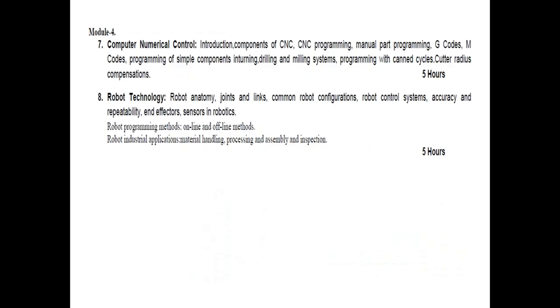So this part comes in module 4, that is computer numerical control, and we will try to cover introduction, components of CNC machines, CNC programming. We will start with manual part programming using G and M code. We will do the simple programs for turning operation, drilling operation and milling operation. Also we will try to include cutter compensation in our programs. So let's start the class.